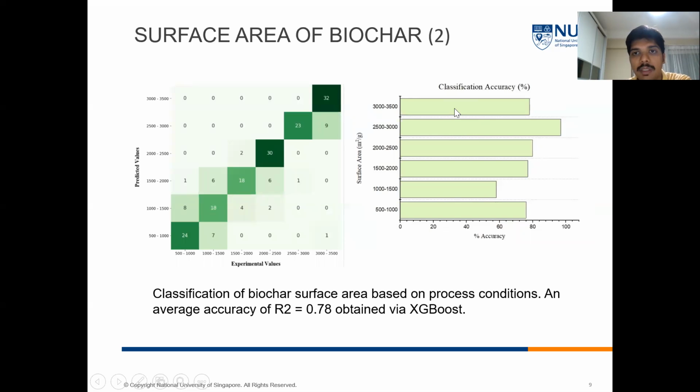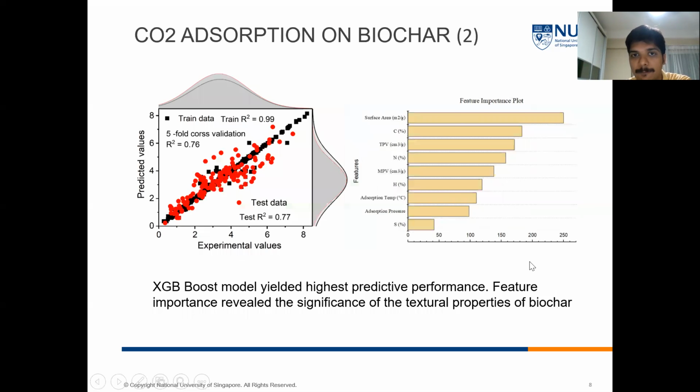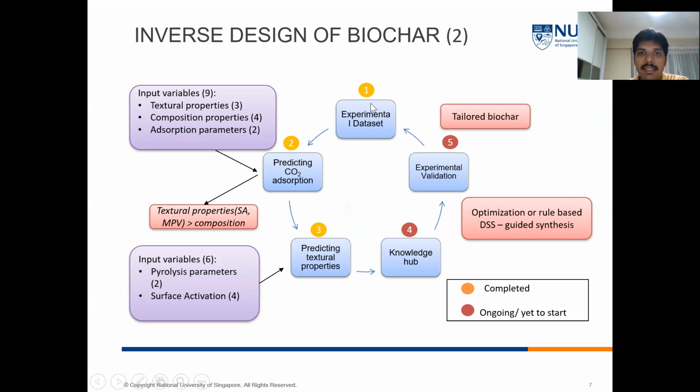So we have the different ranges of surface area, and based on our data set, we have been able to classify them pretty accurately, roughly about, as I did mention, an R square of 0.78, approximately around 0.8, with an accuracy of 0.8. So this whole work is along the lines of developing an experimental data set and deriving insights on the predictive models for CO2 adsorption using a set of textural, composition, and adsorption parameters. And once this was done, we then developed some classification models for predicting biochar with a certain range of surface area using the upstream process parameters.